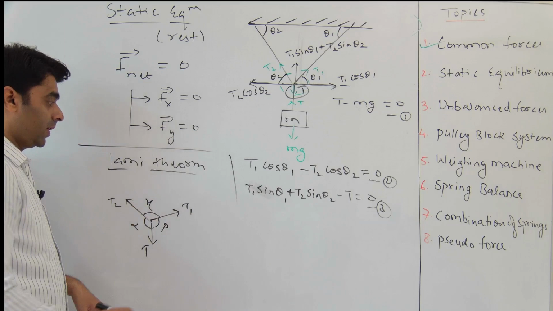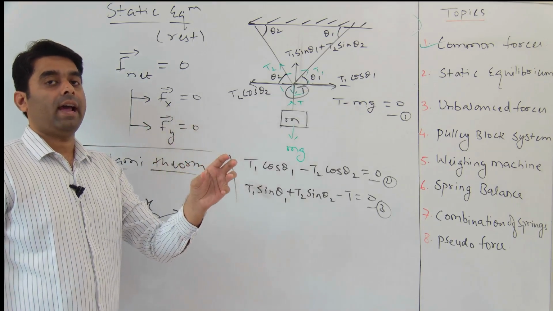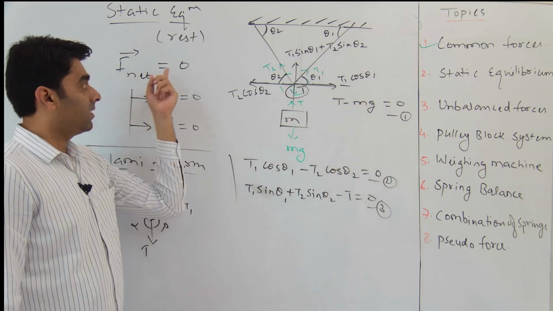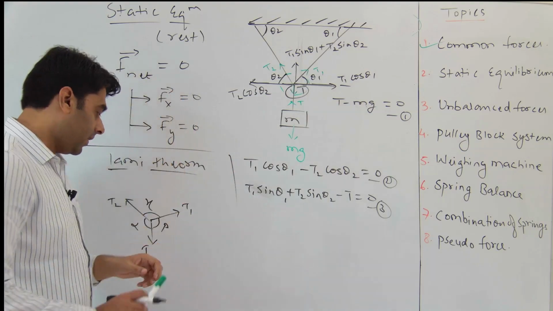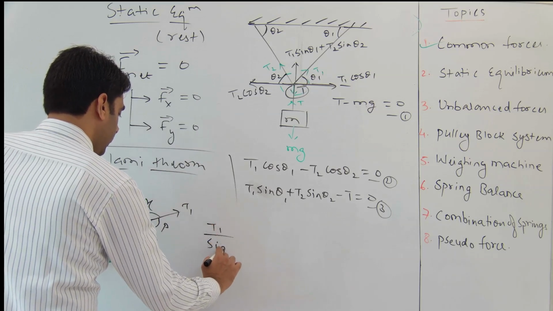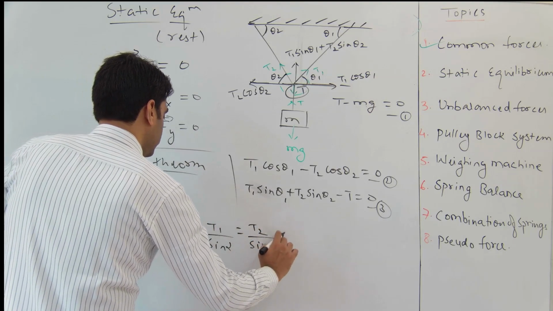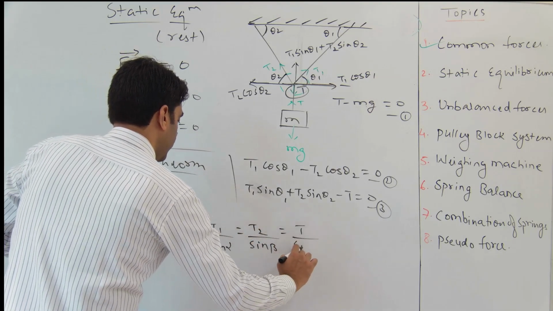Then what Lami's theorem says is that whenever three forces are acting such that they are balanced, that means F net equals 0, then we can write down T1 by sine alpha equals T2 by sine beta equals T by sine gamma, right?